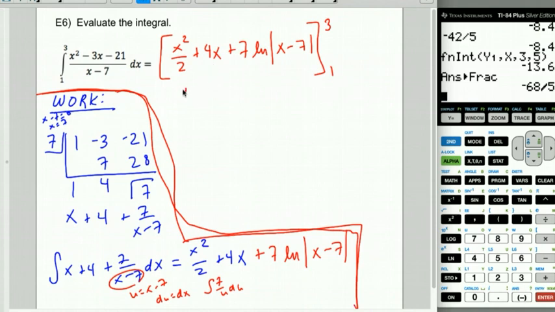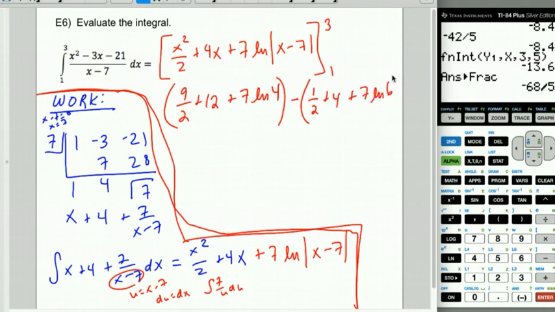So when I plug in, I'm going to get 9 halves plus 12 plus 7 natural log of 4, because it's the absolute value of that negative 4, right? So that's my top bound, minus, when I plug in the other one, I'm going to get 1 half plus 4 plus a 7 natural log of 6, right? And I can clean this up a little bit, but there's going to be a certain limit where I can't do much more. So I'm going to get a 9 halves plus 12 and a plus this 7 natural log of 4.